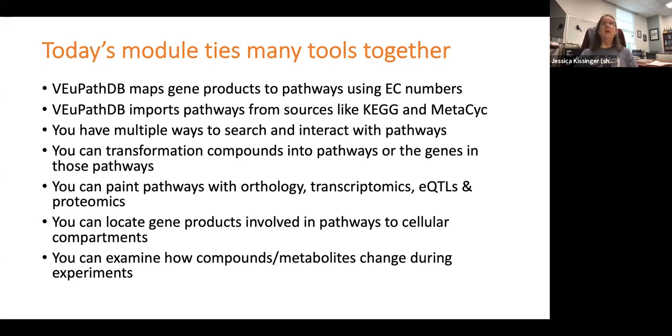And so much like we've used tools to look at how gene expression changes under experimental conditions, we will play around with an exercise today that looks at how metabolites can change during experimental conditions, right? So sort of where we're headed.